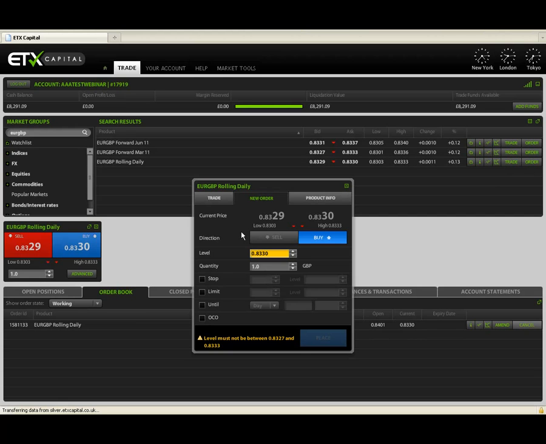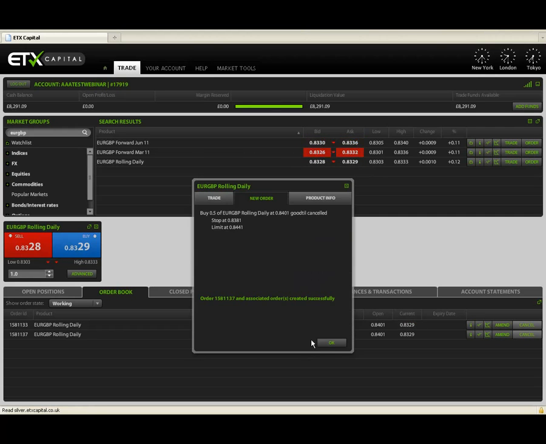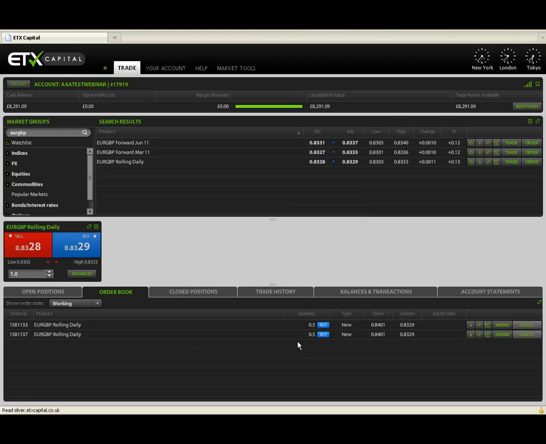Let's do it again. I want to be a buyer at 8401, at 50 pence per pip. I'm going to put a stop at minus 20, the same place as before, but this time I'm going to put my limit order at plus 40, and place. Now, I've got 2 orders to open at the same price. However, what differs between them is that they have different limit orders.